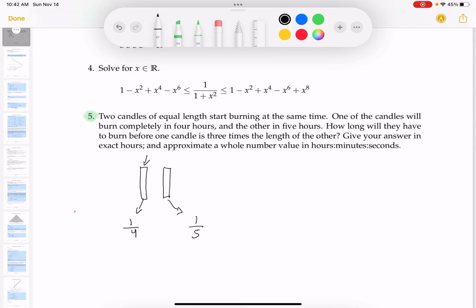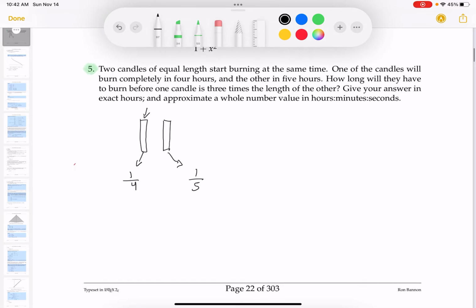It says two candles of equal length start burning at the same time. One of the candles will burn completely in 4 hours, and the other in 5 hours. How long will they have to burn? Well, I don't know, so I'm going to say t is time. How long will they have to burn before one candle is 3 times the length of the other?